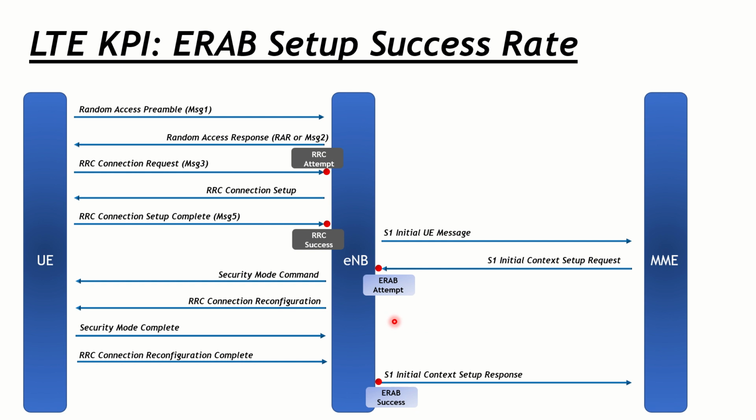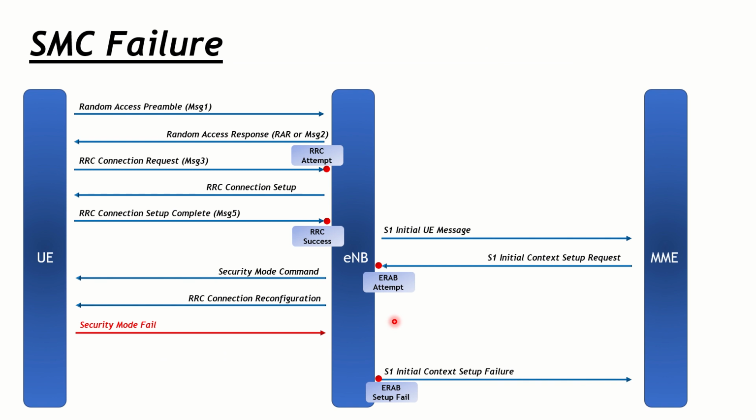Now there can be many causes of degradation of this KPI. So let's look at some of the most important and most common causes, and then understand one by one how we can handle them. One of the possible causes is that once the E node B gets the S1 initial context setup request, it sends the security mode command and RRC connection reconfiguration command to the UE. The UE can respond back with a security mode failure. If that happens, the E node B will respond with S1 initial context setup failure to the MME, and we will have an ERAB setup failure.